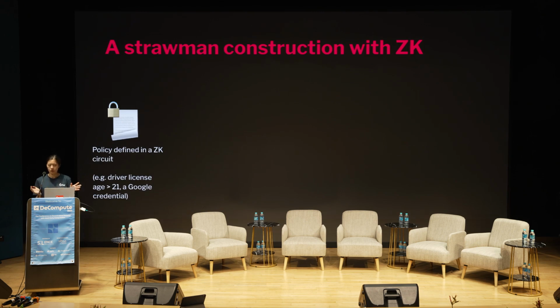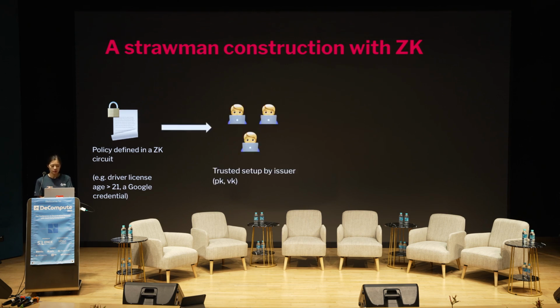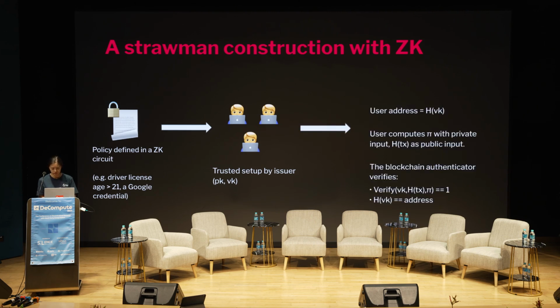Let's say a very strawman construction here. We'll start with a policy defined in a zero knowledge circuit, and you can embed anything you want into such a circuit. Generally speaking, let's assume that there is a trusted setup that, let's say, a bank can run to generate the proving key and the verifying key. And let's say the bank is only for people who are above 21 years old, and we somehow need to prove that every time we're doing a transaction.